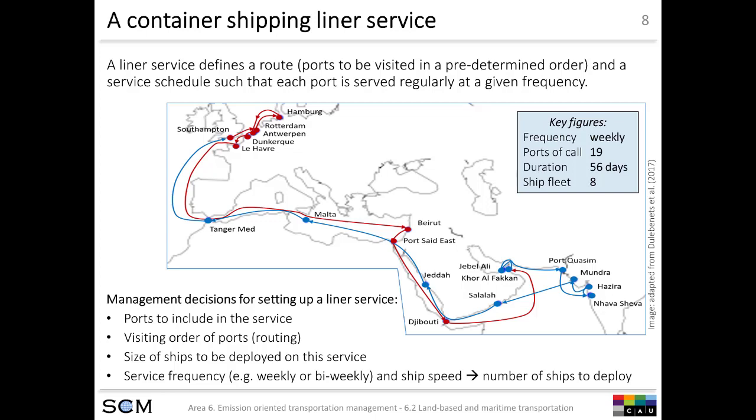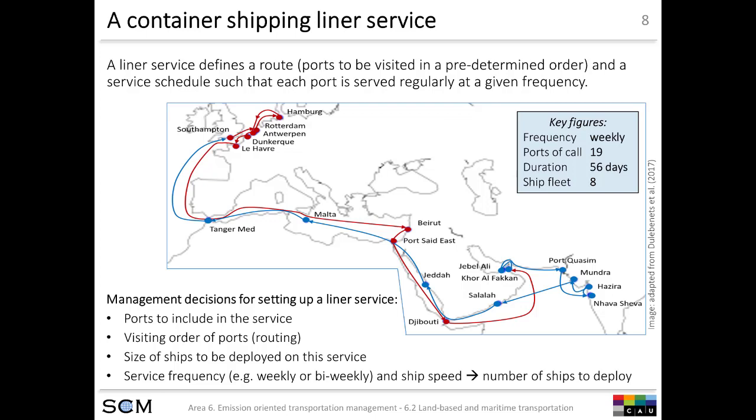There are 19 ports involved in this liner service. You see it's a round trip. You could say it starts in Hamburg, then goes through the Mediterranean Sea to India, and then back until it arrives in Hamburg again. The whole duration of such a round trip takes 56 days. Now comes an important aspect. If you want to visit these ports once per week, and if the round trip of one ship takes 56 days, we actually have to deploy 8 ships on this route in order to make sure that each of the ports can be visited weekly.